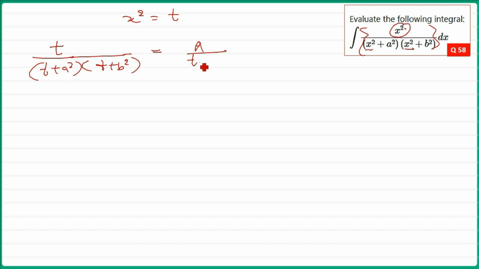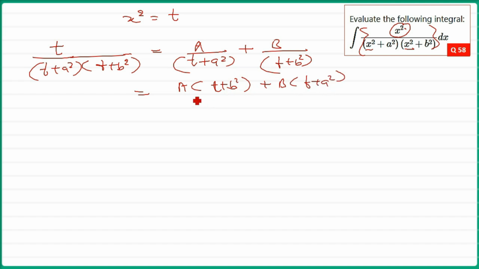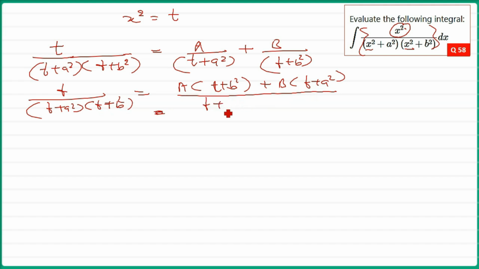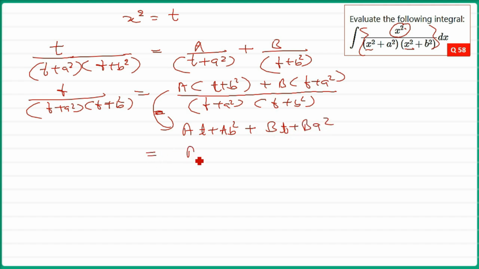Since this is just a linear equation, it will be a divided by (t plus a) square and b divided by (t plus b) square. Even if it is raised to power 100, it doesn't matter. It's just a constant. So now cross multiply: a into (t plus b) square plus b into (t plus a) square, and in the denominator on the left it will be (t plus a) square and (t plus b) square. So the same denominator will come on the right hand side as well. Now just cancel these two denominators and multiply the inside. So at plus ab square plus bt plus ba square, and you can take t common and equate it with the similar terms on the left. So you'll get (a plus b) into t and ab square plus ba square.